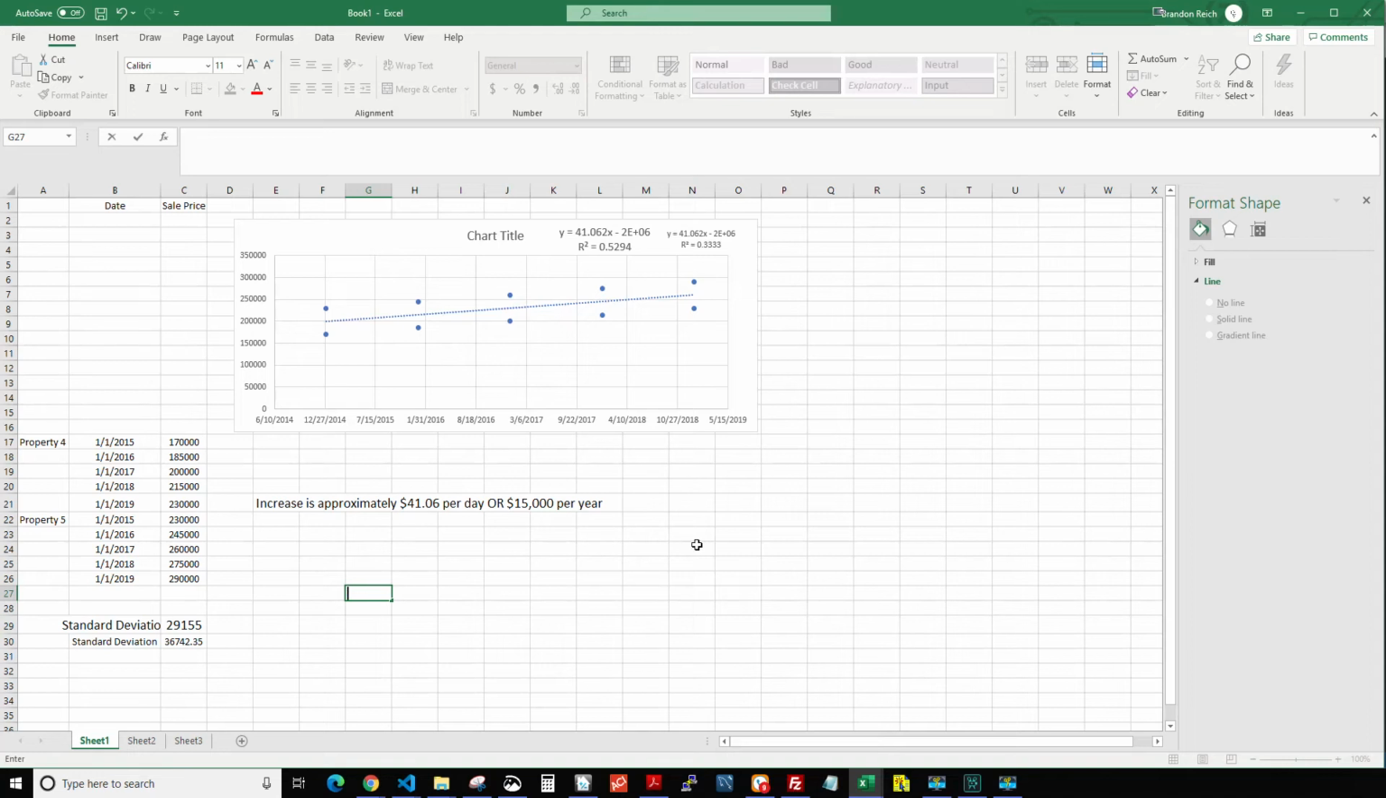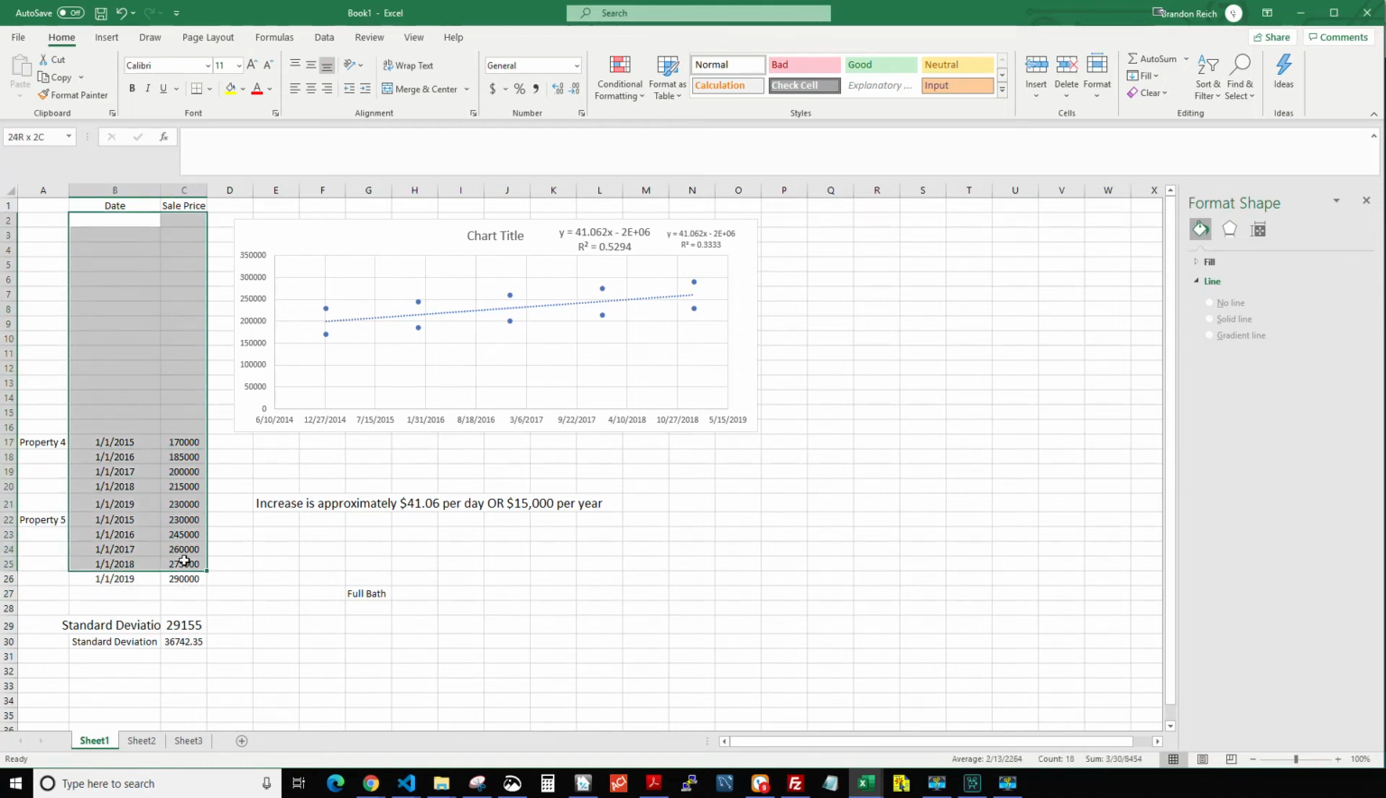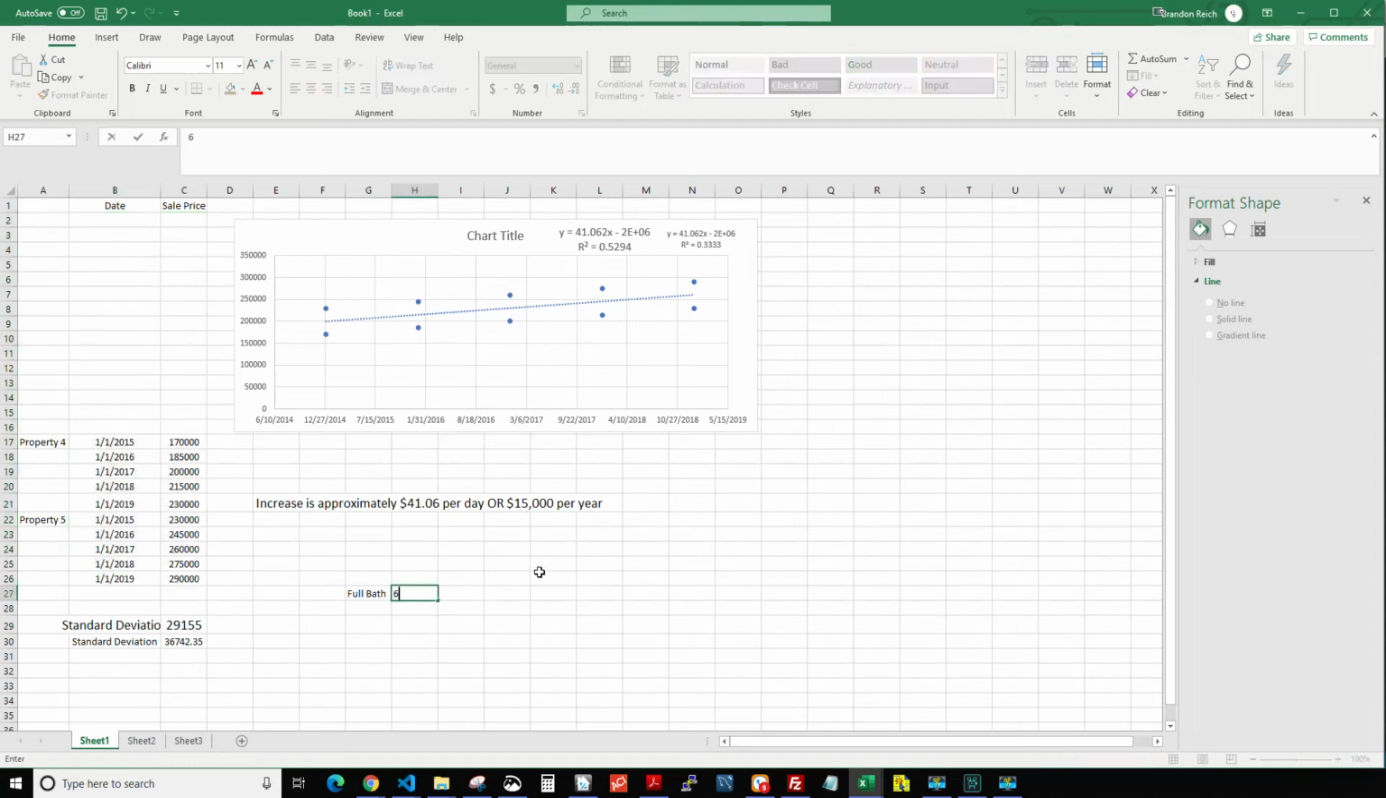and this is a very possible and probably likely scenario when it comes to regression analysis. Full bath, let's say for these same properties that are right around the $250,000 to $300,000 price range. Let's say one regression analysis gives us $6,000, the other gives us $80,000. And let's say their R squared is 0.5294 and 0.3333 and 36,742 and 29,155.